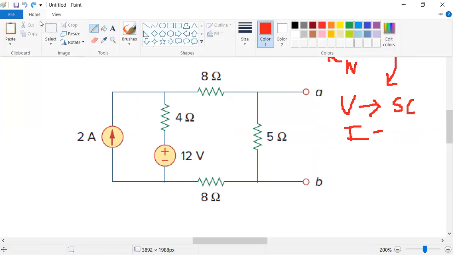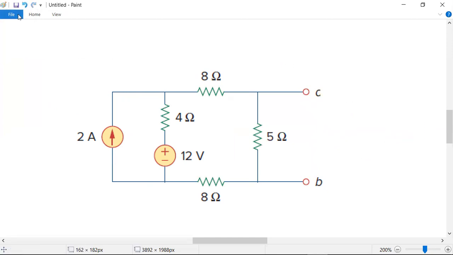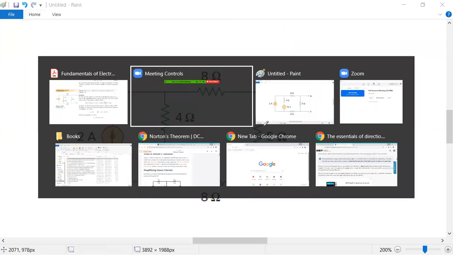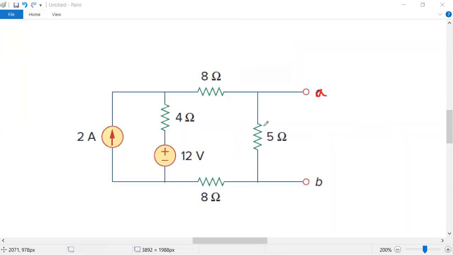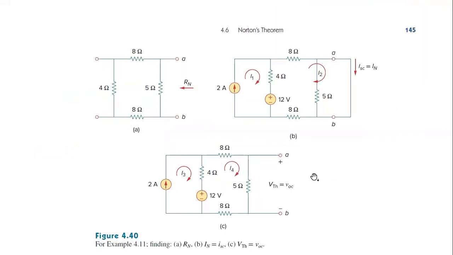For the finding of IN, this is A, as you know, this is B. There is a formula given in our textbook. Here, apply the mesh analysis, or you can find the VTH directly.